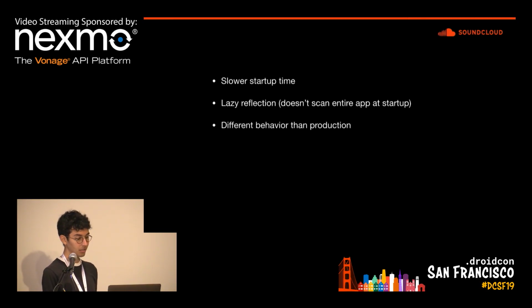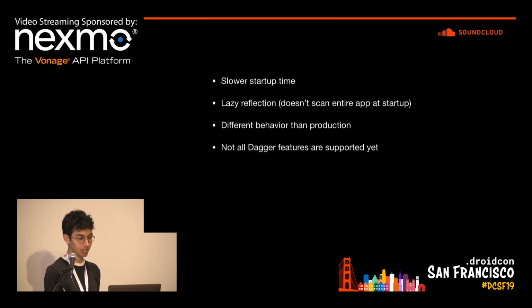Third thing is it has different behavior than production. Because it's using reflection, things are going to work differently. It's going to be slower, things like that. The other thing is not all Dagger features are supported yet. There's no real list, but just try it out. It's getting pretty close to supporting all the things that Android projects would probably use, but maybe not if you're doing crazy things with Dagger. And then fifth thing to know is the error messages in Dagger Reflect are not that great yet, but it's something that we're working on.